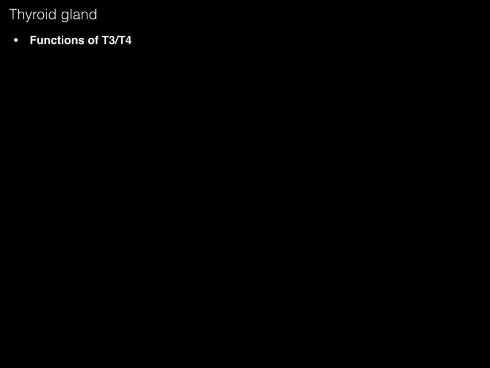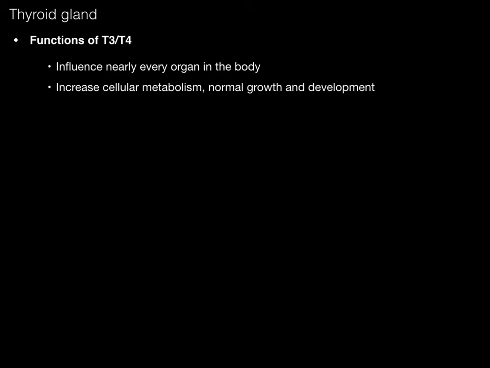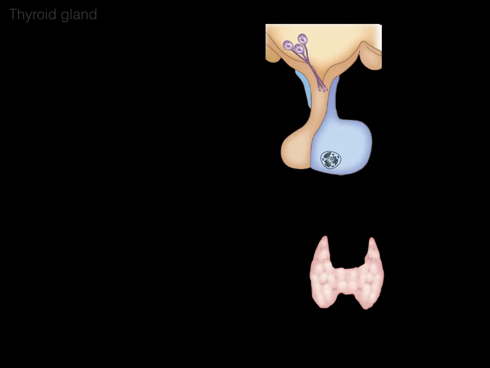Now, the functions of these T3, T4 hormones is that they influence nearly every organ in the body, and they increase cellular metabolism, normal growth and development, and they have widespread, diverse, long-lasting effects. So how do you then regulate T3 and T4? Well, in this picture, we can see the hypothalamus and the anterior pituitary in blue, and then there's our thyroid follicles, and then some affected organs.